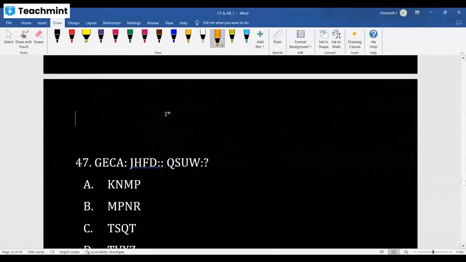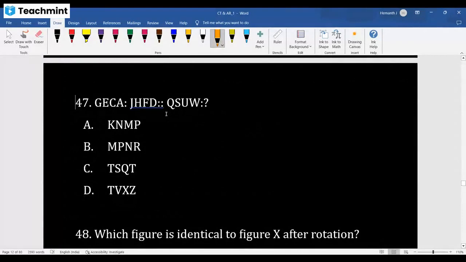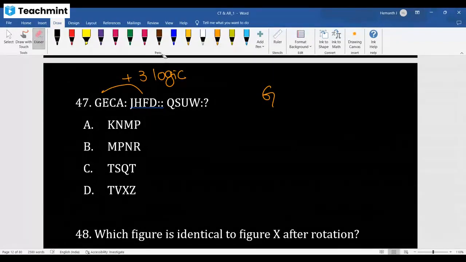Again, abstract reasoning stuff. GECA is given as JHFD, plus 3 logic. Now, to save time, see the options which have a different letter. Which letter is different? That only you try to attack.